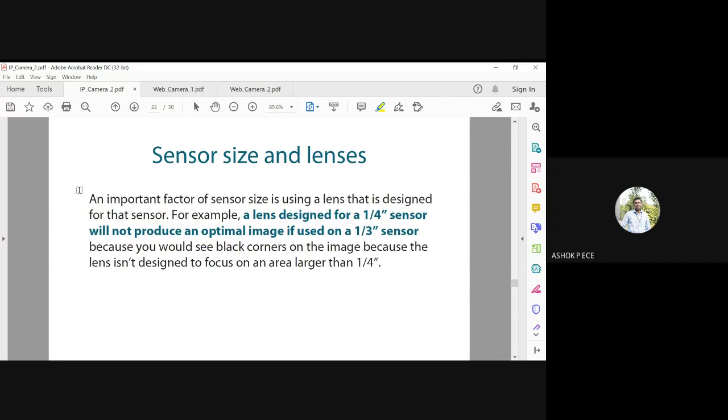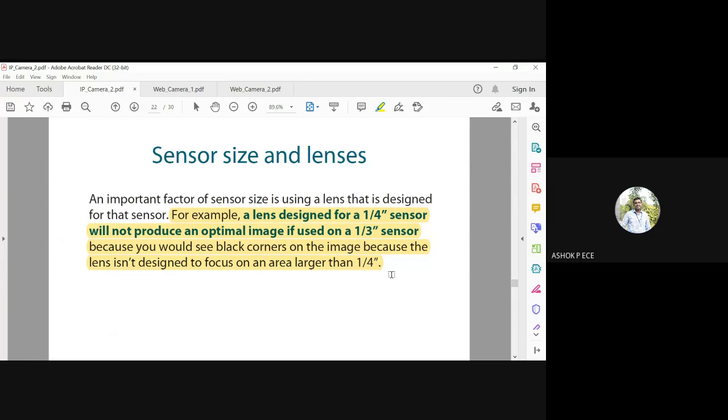An important factor used for a sensor is the lens, using a lens that is designed for it. So a lens designed for a 1/4 inch sensor will not produce an optimal image if you use it with a 1/3 inch sensor. So you cannot use the same lens for every sensor. The lens will have a focal length, right? So that is going to change. Whenever you change your sensor, the corresponding lens also has to be changed.